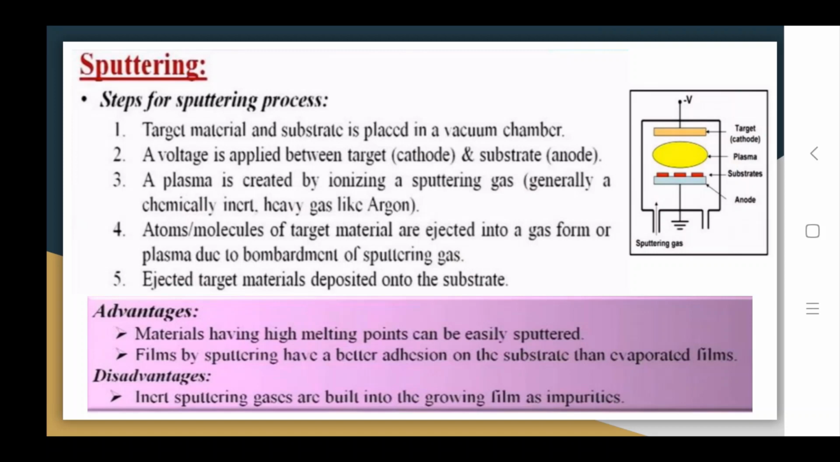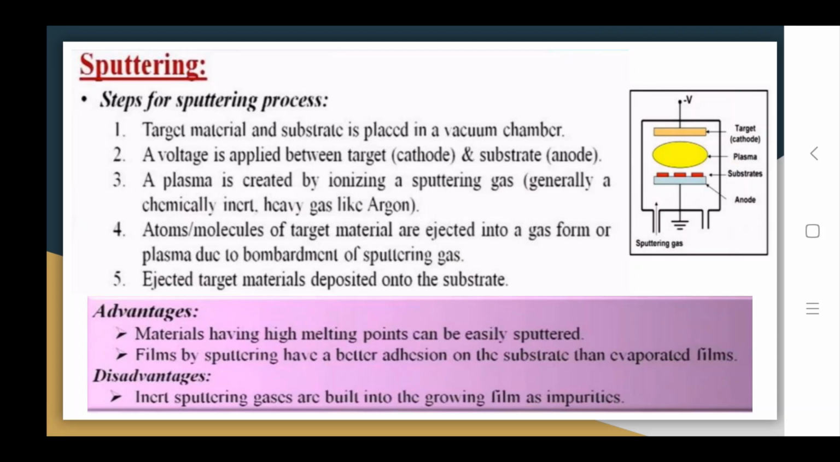For efficient momentum transfer, the atomic weight of the sputtering gas, like argon or neon, should be close to the atomic weight of the target, otherwise a little bit of difficulty occurs. Then what are the advantages? Materials having a high melting point can be easily sputtered. Films made by sputtering have better adhesion on the substrate than evaporated films.